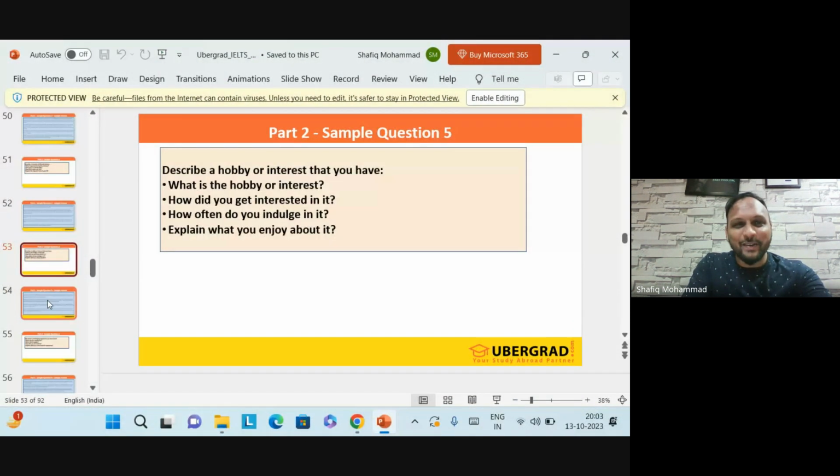Now the next topic is: describe a hobby or interest that you have. What is the hobby or interest, and how did it impact you, and how did you get into it? All these things I can explain. See, the basic helping questions are the same: what, how, when, explain. But the main topic is describe a hobby or interest that you have.